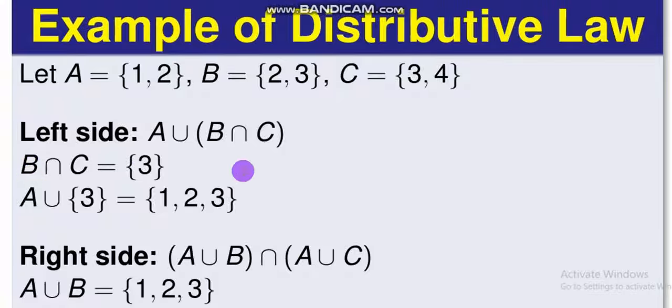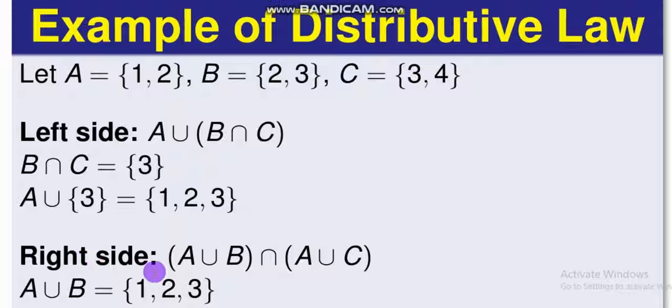B intersection C, what elements do set B and C have in common? This is set B, this is set C, and we can see that they have 3 in common, so B intersection C will just be 3. Then this new set that has only 3 as its element, we are going to unite it with set A, and set A has just 1 and 2, so we'll just add the other element 3, so we have 1, 2, 3, a set of 3 elements. This is the left hand side.